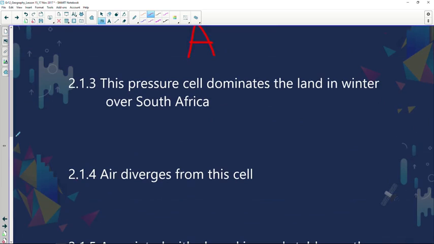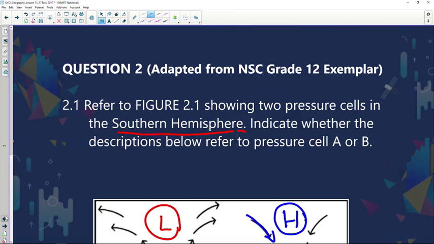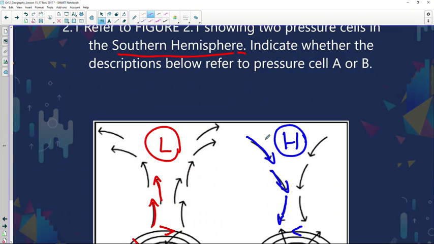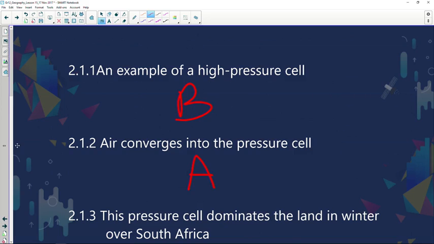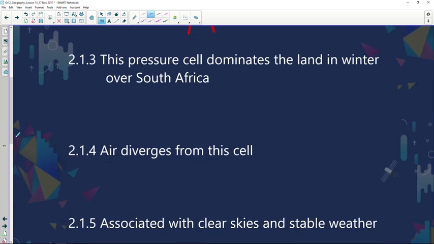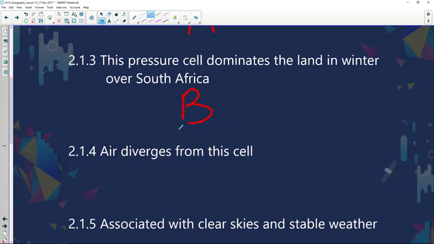If we look at 2.1.3, this pressure cell dominates the land in winter over South Africa. If we look at winter conditions in the interior of South Africa, we experience clear blue skies. How do we experience clear blue skies? Keep in mind, for cloud formation, what do we need? We need rising air. Clear blue skies, the reason why is because we are dominated by a high pressure system, and by now you should know that this high pressure system is known as the Kalahari high pressure. And so the correct answer for 2.1.3 is going to be B.